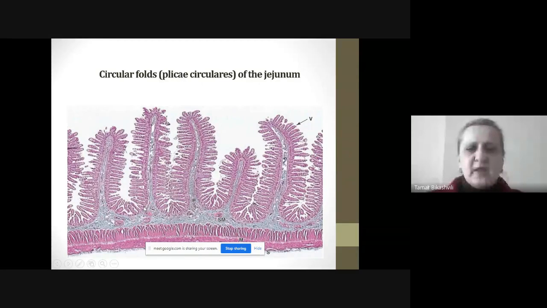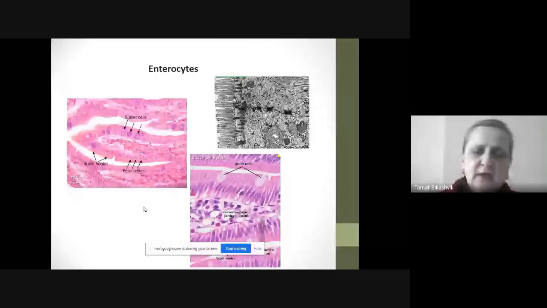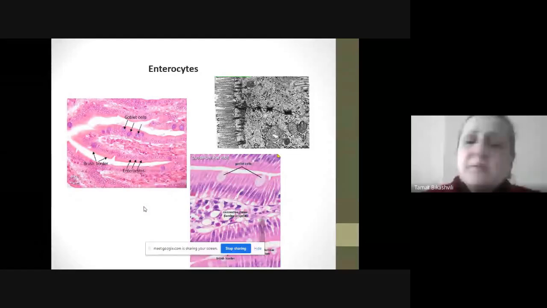So, about mucosa, you know, about submucosa also. Then the muscularis externa has two sublayers, yes, the circular and longitudinal sublayers. Between these two sublayers is the nerve plexus, the Auerbach or myenteric nerve plexus. The small intestine is covered by very thin serosa. Serosa means the connective tissue with mesothelium.